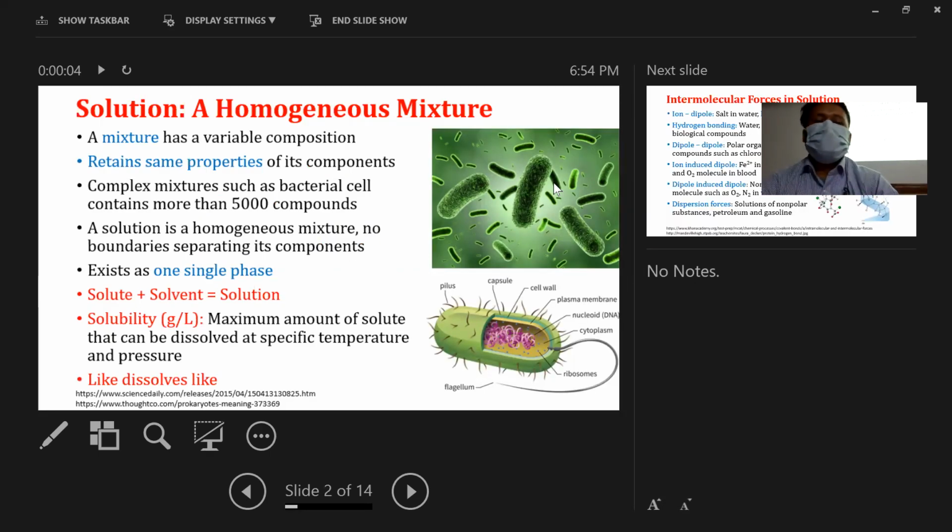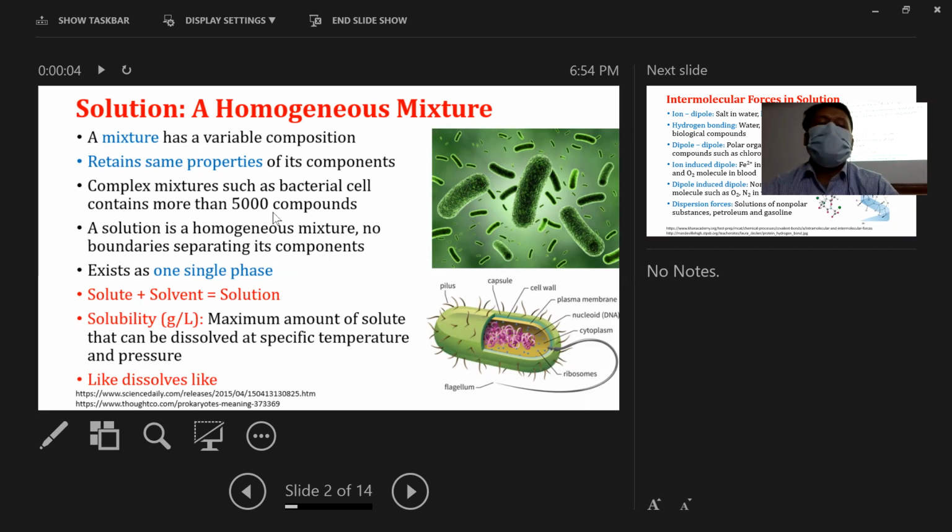First of all, you are familiar with solution and also mixture. Then what is a mixture? Yes, a combination of at least two, and it can have many. Here you can see one example: a complex mixture such as a bacterial cell contains more than 5,000 compounds. That means in a bacterium there are about 5,000 different types of compounds.